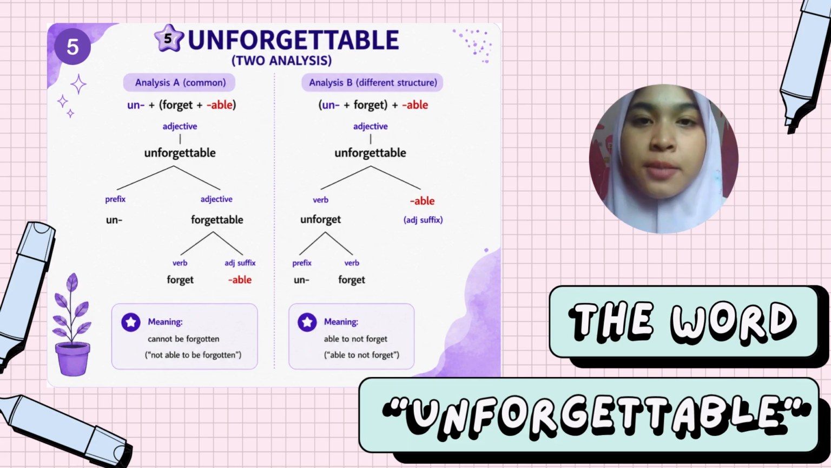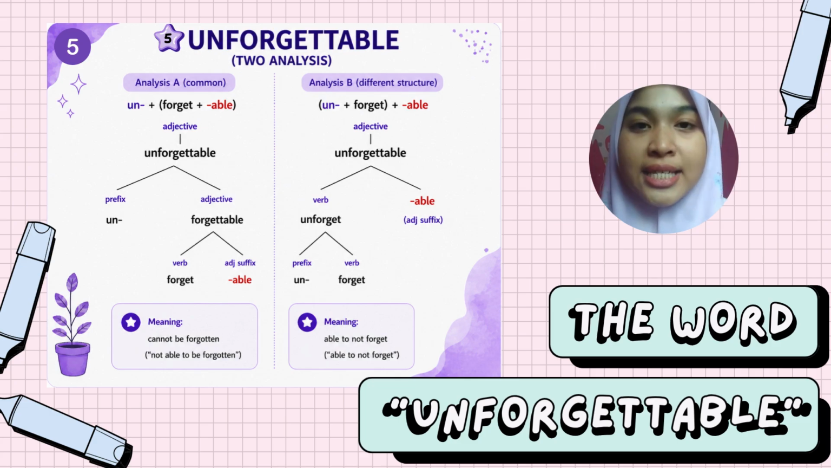Finally, I will explain the word unforgettable, which has two possible analyses. This is interesting because it shows morphological ambiguity. In the first analysis, the structure is un plus forgettable. The word forgettable comes from forget plus able. So, unforgettable means not able to be forgotten. This is the most common meaning.